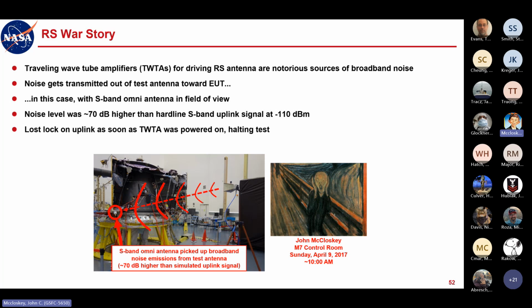okay, we were applying a signal that was about 70 dB more than the applied uplink signal. So of course it's going to dwarf it out, and of course this is what's going to happen. Okay, so it went from looking like this guy here. That's like the worst feeling ever, of something really bad happening and you have no idea why.